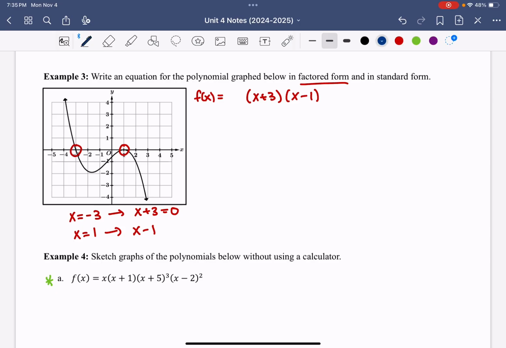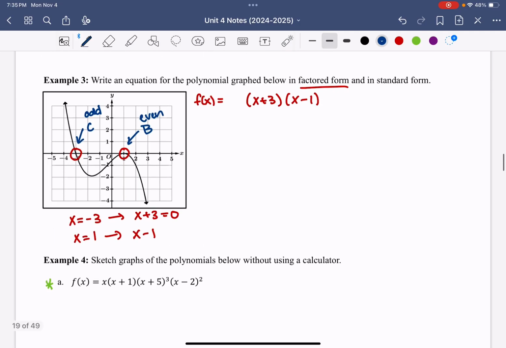Now, I do see that at one zero it crosses and at the other it bounces. So that means that we are going to have some multiplicity. At x equals -3, I know that I cross, so it needs to have some sort of odd multiplicity. And at x equals 1, I bounce, so this has to have some sort of even multiplicity. That also should make sense because I'm going to have an odd number plus an even number, and that would make sure that we have our end behavior going in different directions.